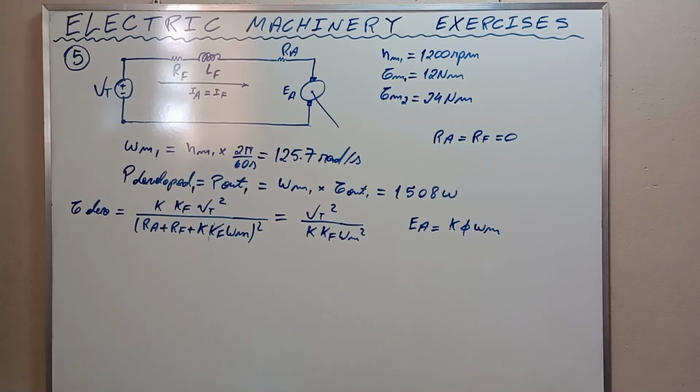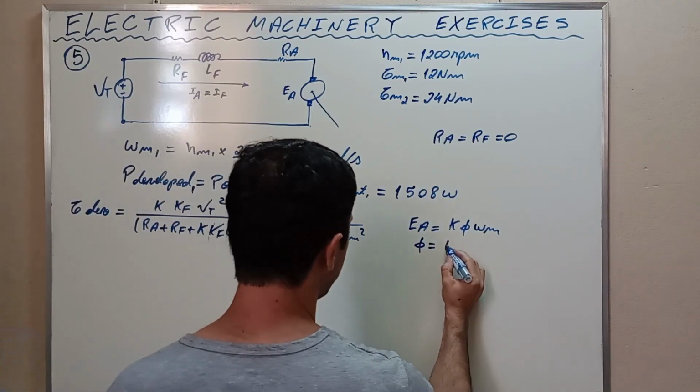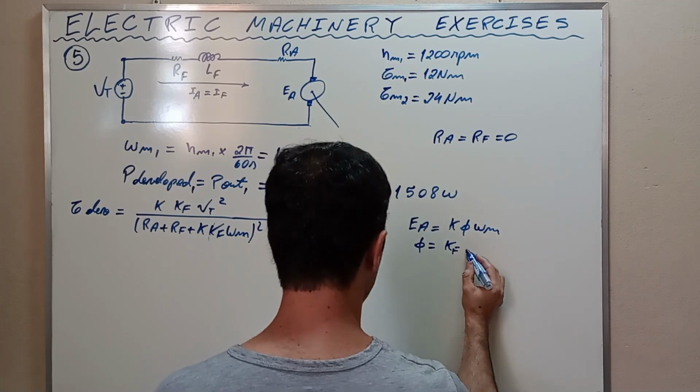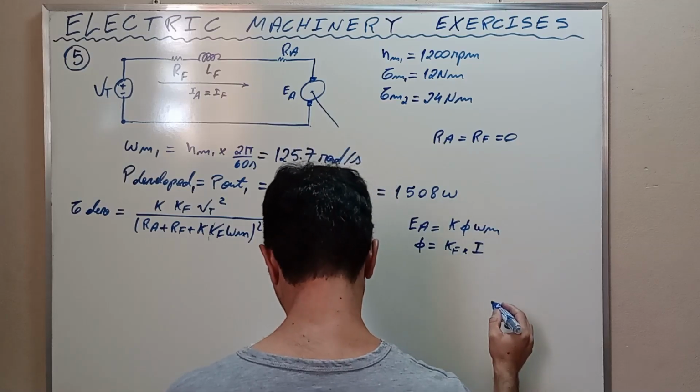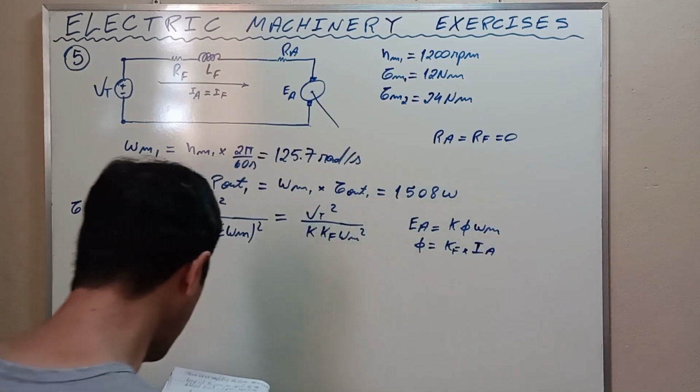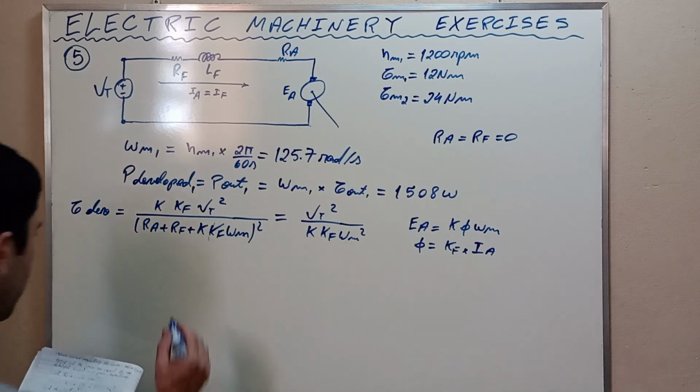And since phi is equal to Kf times Ia, we obtain the expression above. Thus, for a fixed supply voltage Vt, torque is inversely proportional to speed squared, and we can write this, okay? This proportionality here holds true.